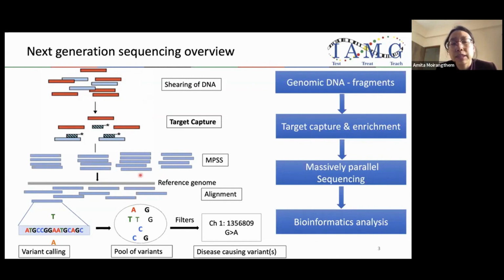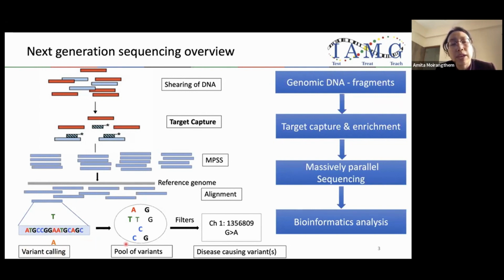Once we have the sequencing done, the further downstream process is through various bioinformatic algorithms, where first of all, the fragments which are sequenced are aligned to a reference genome. After alignment, the variants at different positions or loci are called using various algorithms again.